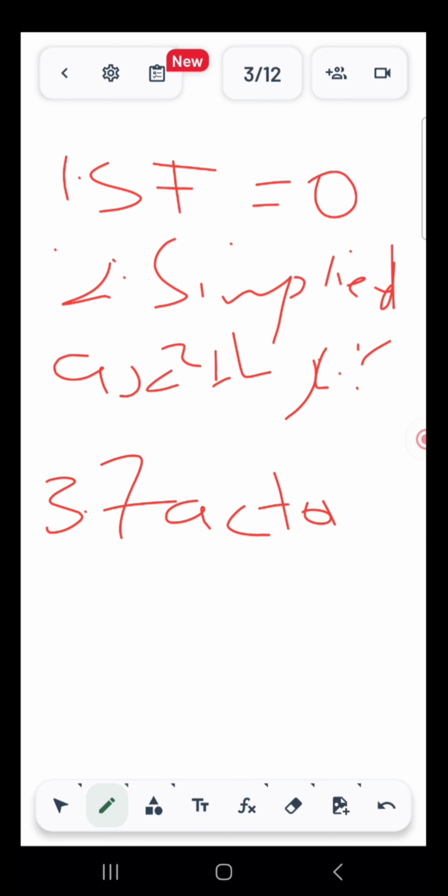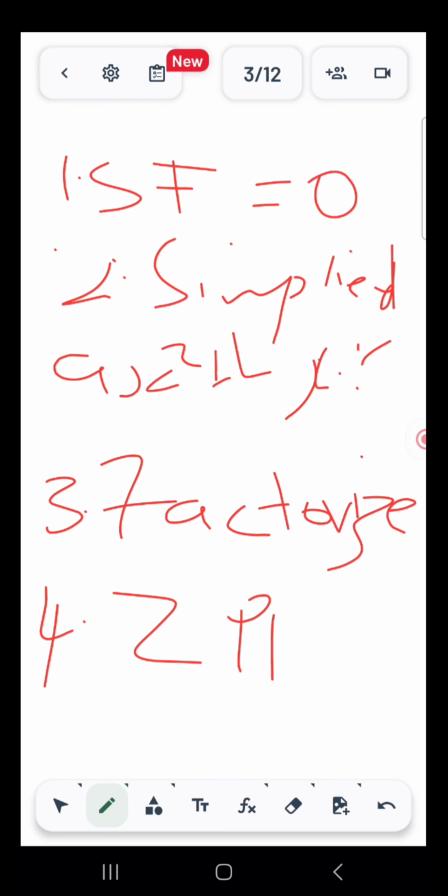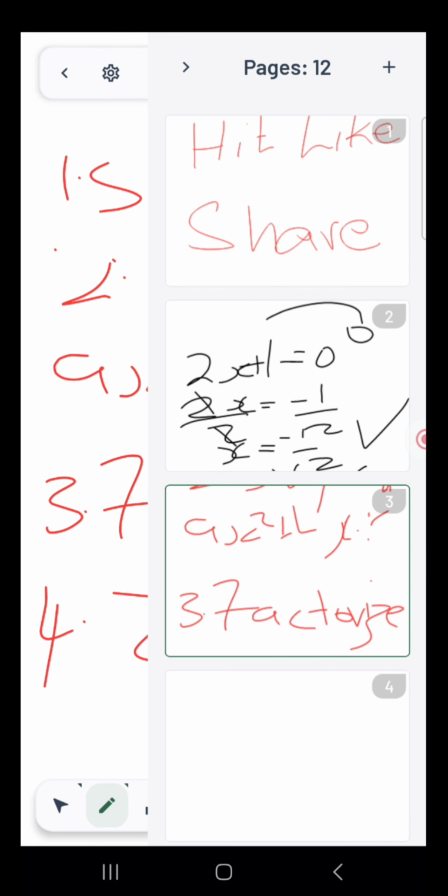These are the steps for solving for x. And then number 4, the zero product principle: open the brackets and equate each to 0. This was easy enough, right? Okay. Let's try the second one.